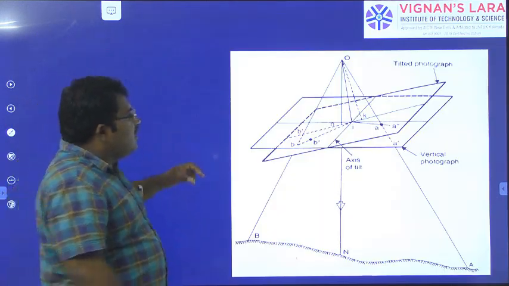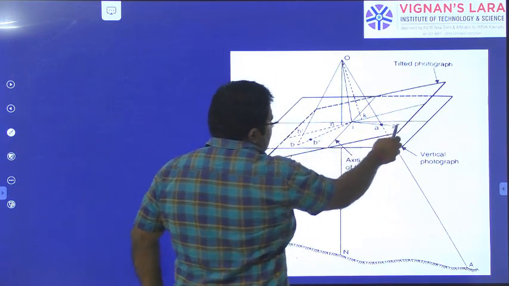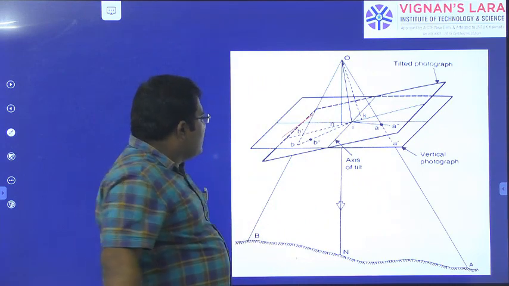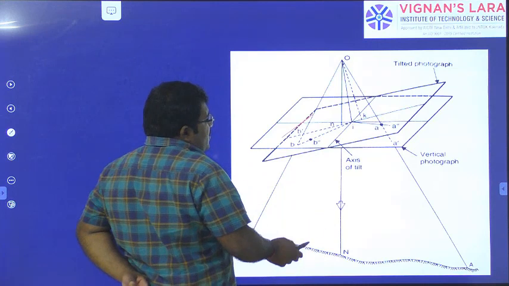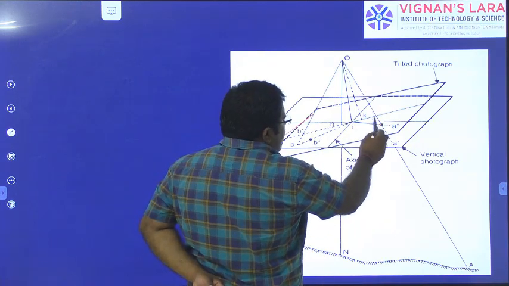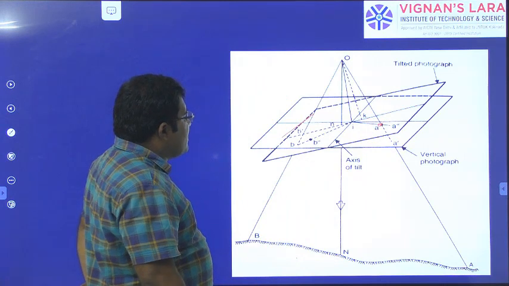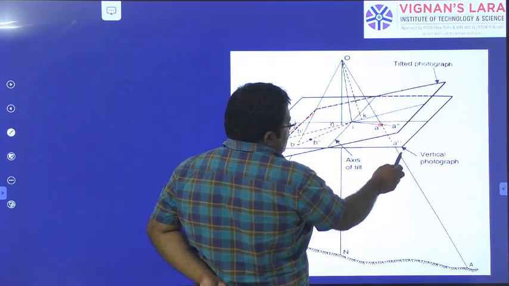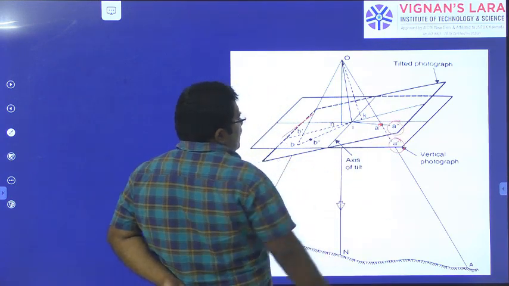Okay, so here this is the untilted photograph. This is the vertical photograph, and the second one is the tilted photograph. Okay, so now if I am taking anything, right? So now actually the position is A. Normally the position is A. Okay, so because of tilt. Okay, so first the vertical photograph is this, right? A dash is the vertical photograph. A double dash is the tilted photograph.